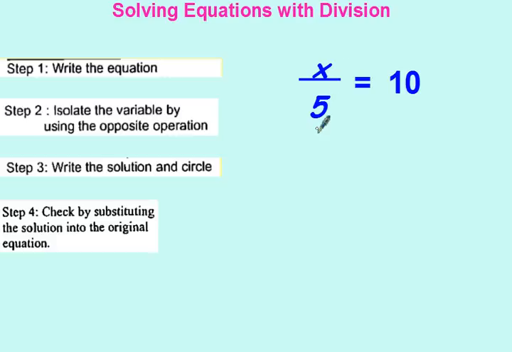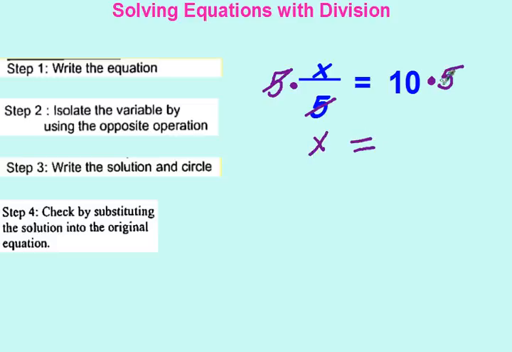So think to yourself, the opposite of dividing by 5 is what? Multiplying by 5. So that's what you want to do to both sides. Remember, with equations, you want to do the same thing to both sides. So multiply both sides by 5. Cancel your 5's, because 5 divided by 5 would give you 1. So 1x. All that's left here is x.